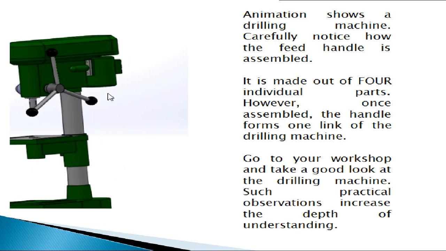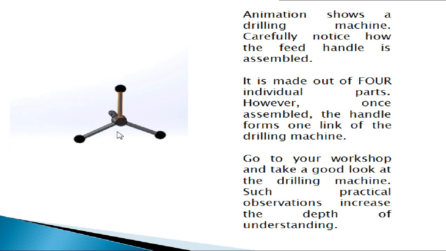You can see the 3 links. This is what we are considering. You can see that it is made out of 1, 2, 3 and 4 parts. But once these parts are assembled, that is, screwed in or jointed or fastened in some sense, all of these together become one link. As I said, I would encourage you to take a good look at the drilling machine. Such practical observations will increase the depth of your understanding.